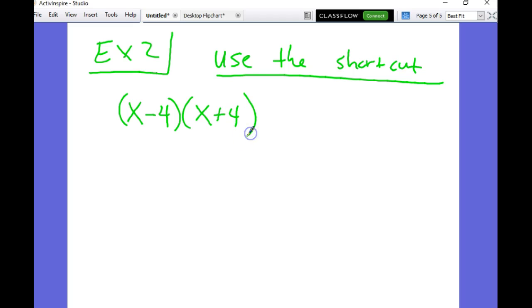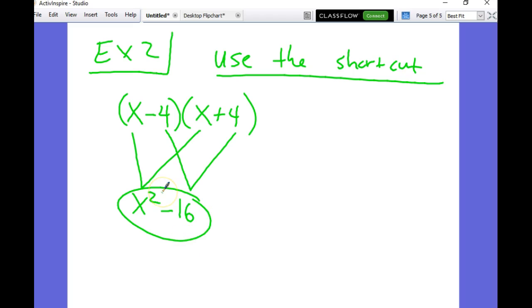Does that fit the right pattern? It does, right? Okay, so what is x times x? x squared. What is negative 4 times positive 4? We're done. A lot easier than the box.